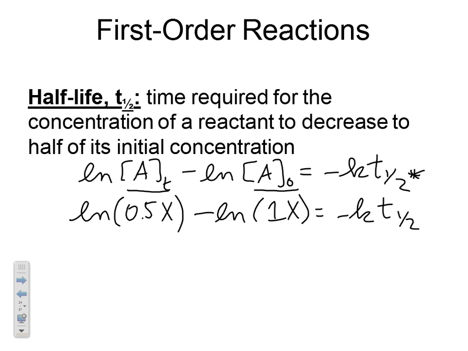Half-life is always half. It's always half of whatever you started with. Maybe you started with 0.12 molar. Then the amount you have left after one half-life is 0.06. Maybe you started at 20 molar. That means that the amount you have left after one half-life is 10.